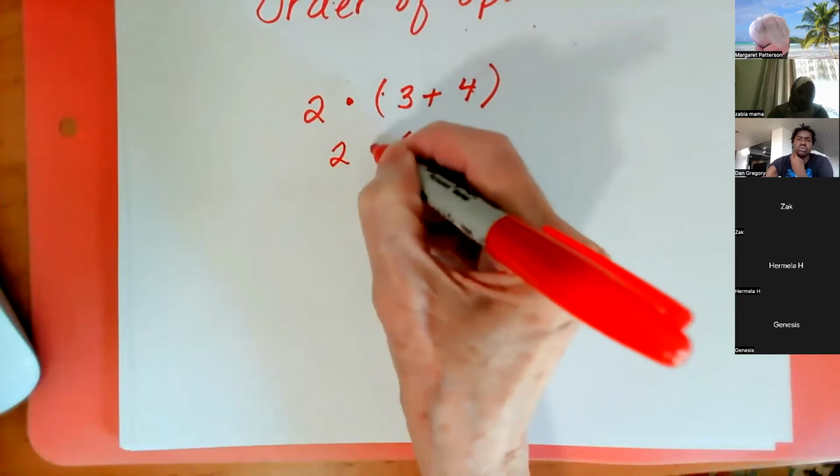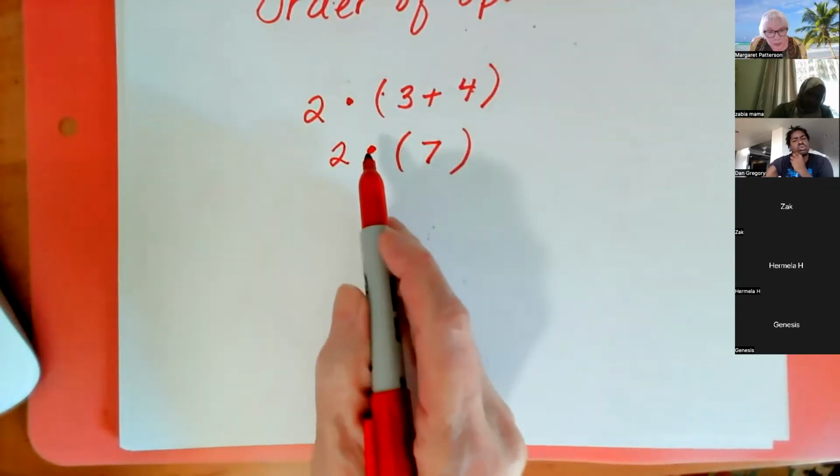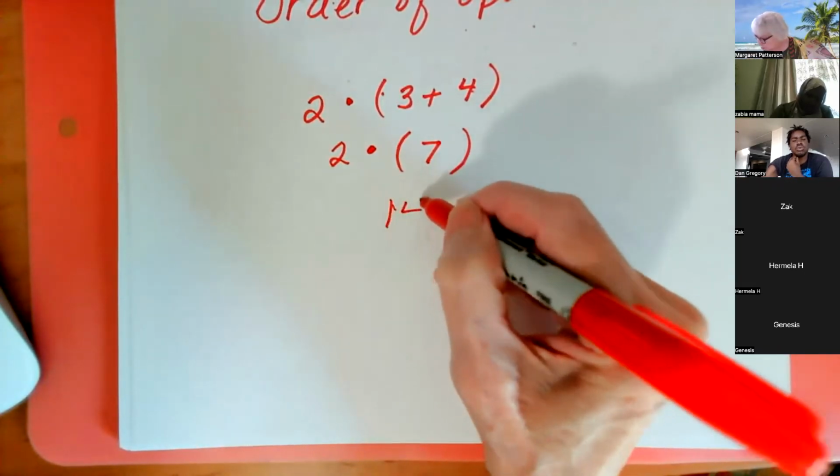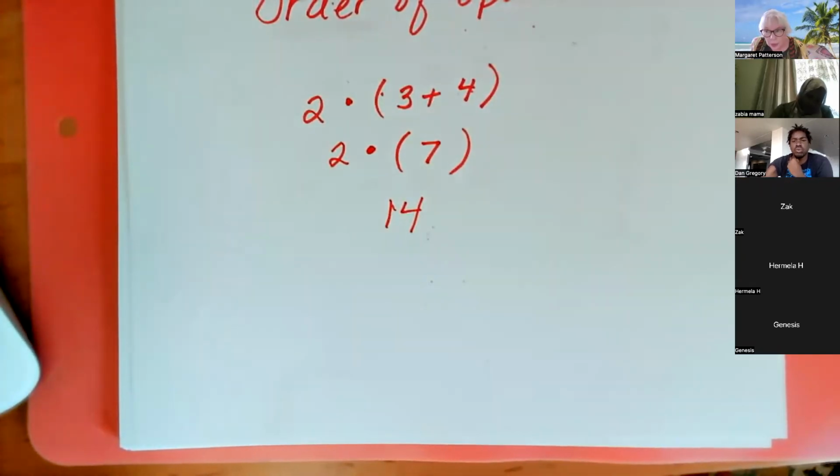And this is 2. And this is a times symbol. And so now it's 2 times 7, then it would be 14. Okay? So parentheses is the first one.